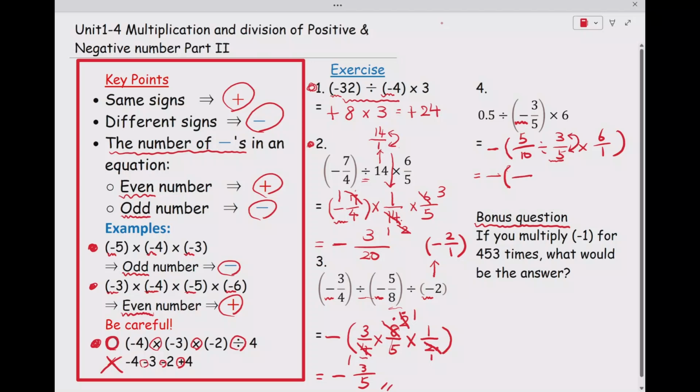So, 5/10 remains the same. The number behind the division sign is 3/5. So flip this upside down and replace the division sign with the multiplication sign. Then you get 5/10 times 5/3 times 6/1.